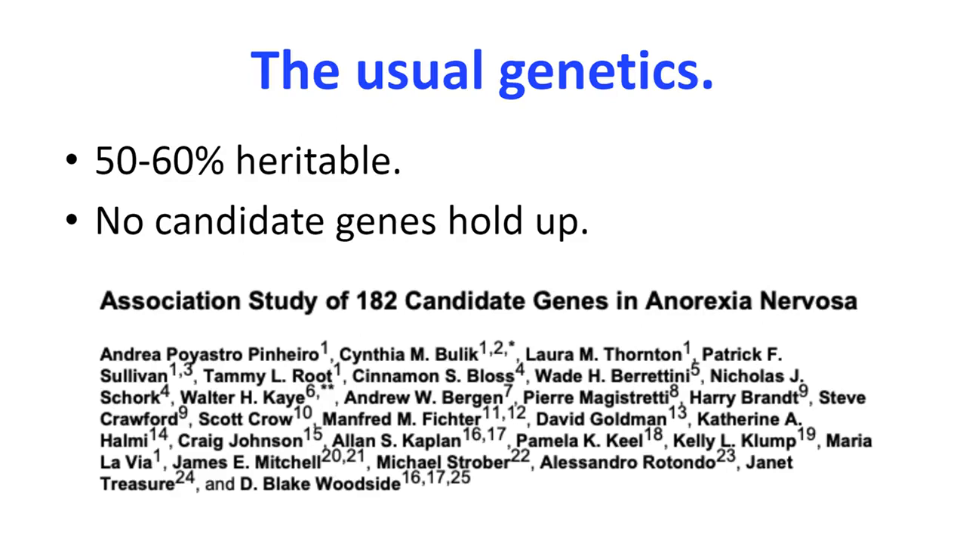Anorexia has the usual genetics in psychiatry, in that most psychiatric disorders are heritable. Eating disorders form a kind of middle group: they're more heritable than depression and anxiety, but less heritable than, say, schizophrenia and bipolar. But no candidate genes hold up. There was a paper published 3 or 4 years ago on the association of 182 candidate genes in anorexia nervosa, using thousands of patients, trying to replicate candidate gene findings, and replicating none of them.